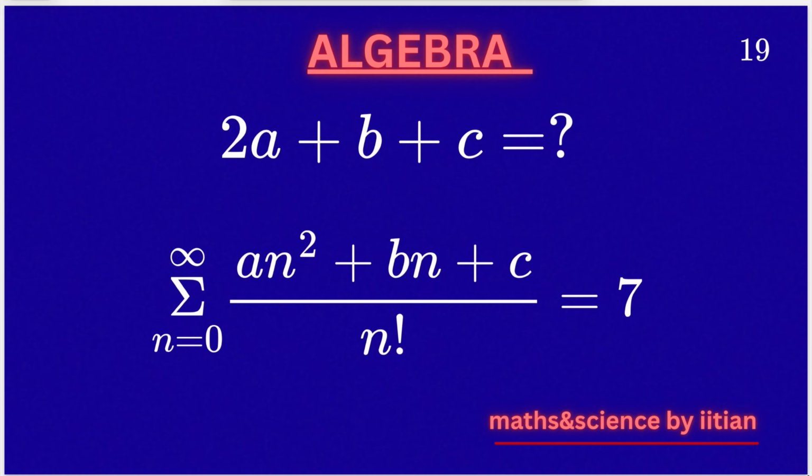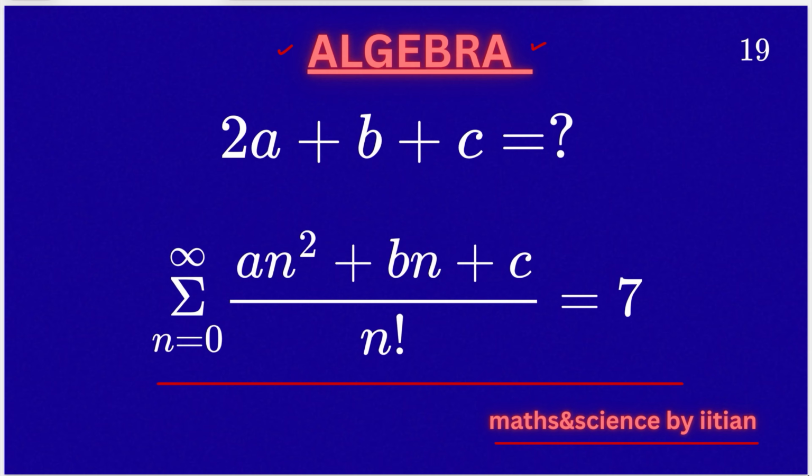In this lecture, I will be taking up a very good example on algebra which involves the summation of sigma n is equal to 0 to infinity (an square plus bn plus c) by factorial n. Summation of factorials and summation of a quadratic equation and the ratio of it, when n is equal to 0 to infinity.